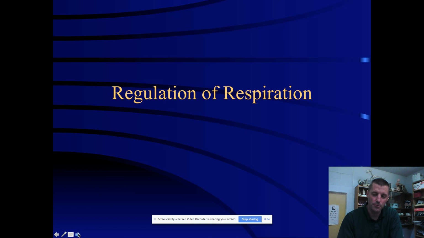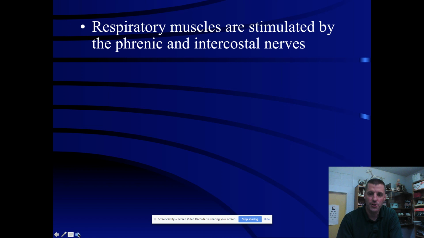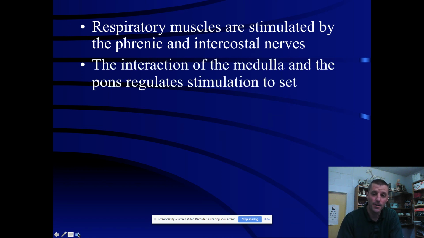So now we're on to some new material again. How do we regulate our respiration? What are the factors that affect our breathing, our exchange of gases? Muscles are stimulated by the phrenic and intercostal nerves, the interaction of the medulla and the pons. Those are parts of your brain that we just studied 2 or 3 chapters ago, but that's where some of those involuntary actions occur.